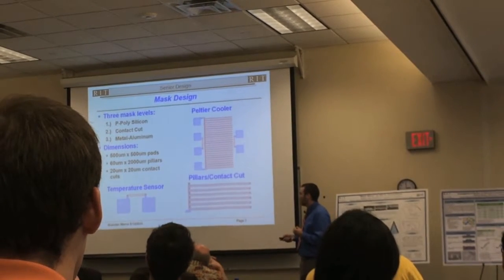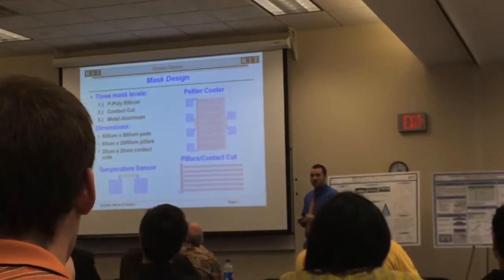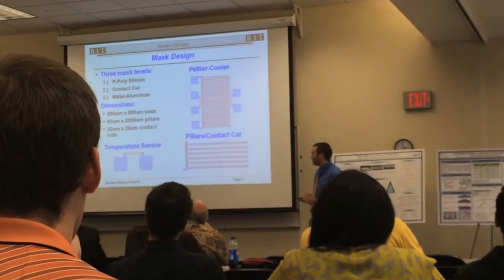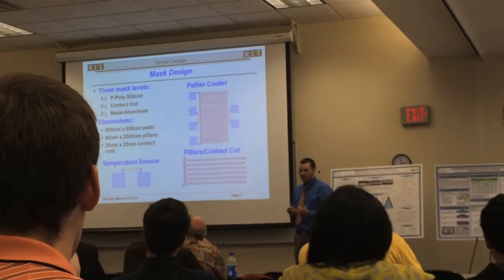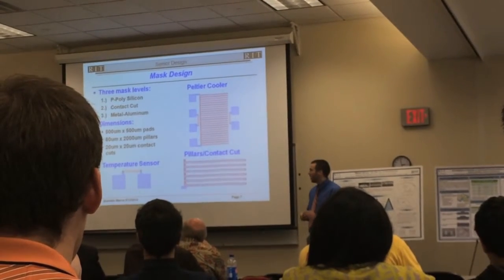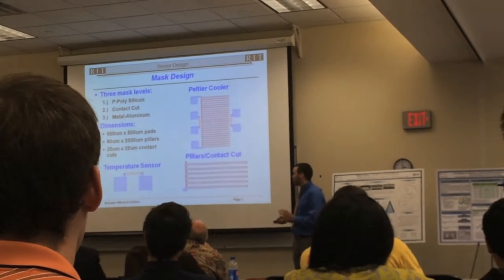And I picked the metal, aluminum, and the P polysilicon mainly because of the ability of our fab to produce those pretty easily, and that they provided a low enough thermal coefficient and a high enough difference in Seebeck coefficients to hopefully produce an effect.